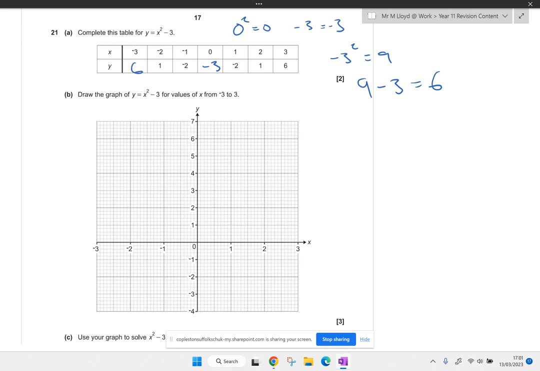We then have to plot it. So negative 3 goes to 6. Negative 2 goes to 1. Negative 1 goes to negative 2. 0 goes to negative 3. 1 goes to negative 2. 2 goes to 1. And 3 goes to 6. And then this comes all the way down and back up again like so for our graph.